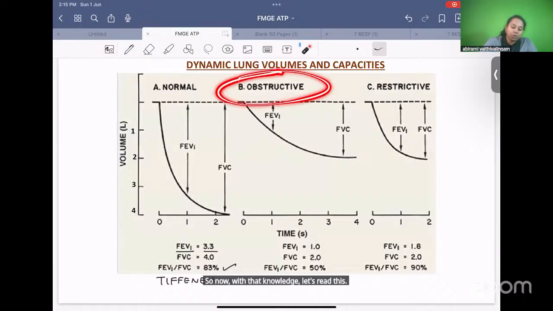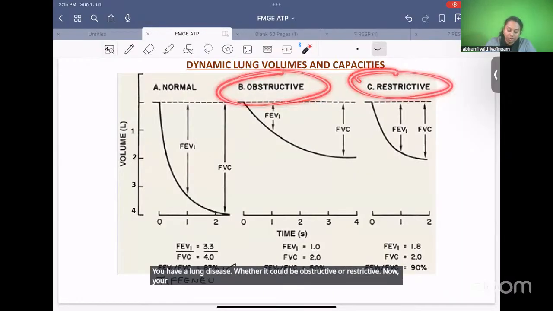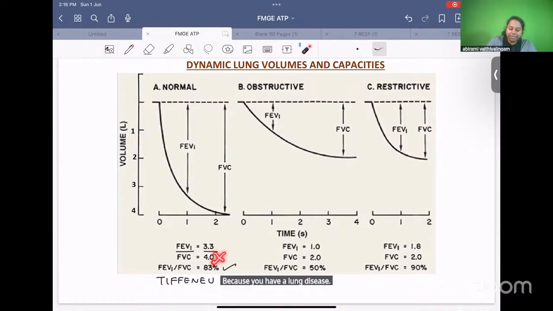In both obstructive and restrictive lung disease, you have a lung disease, whether it could be obstructive or restrictive. Now, your FVC cannot be 4 liters because you have a lung disease. FVC decreases to 2 liters. So in both obstructive and restrictive disease, FVC is not 4 liters, it will decrease to 2 liters.